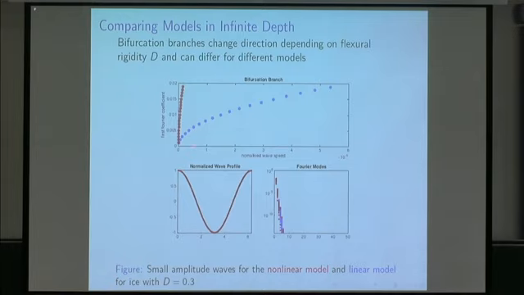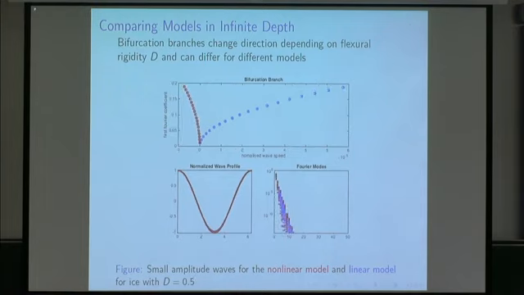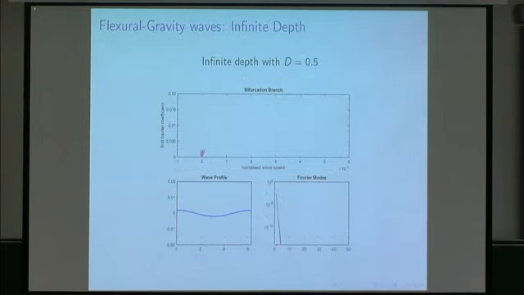So that means that the nonlinear model and linear model for these larger flexural rigidity start to look different from each other. And then you pick another d to be 0.05, for example, and you just have different bifurcation branches going a different way. So using the linear model for these flexural gravity waves, you see that the higher amplitude waves travel faster, whereas the nonlinear model says the higher amplitude waves travel slower, which is kind of interesting to see.